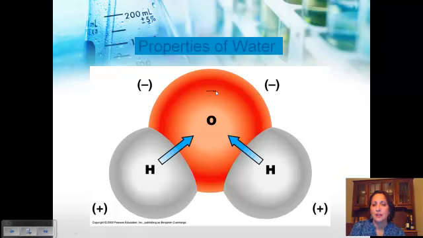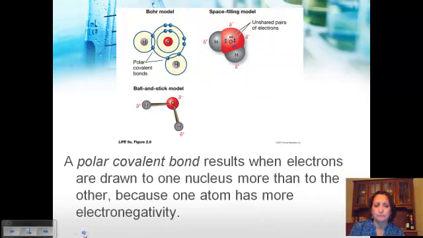So the electrons are not shared evenly, and so this end of the molecule, the oxygen end of the molecule, ends up being more negatively charged. And the hydrogen sides, because they're not getting their share of the electrons, become more positively charged. And so even though the molecule is neutral, across space it has an uneven distribution of charge, and therefore we call it polar, and it acts like a charged molecule.